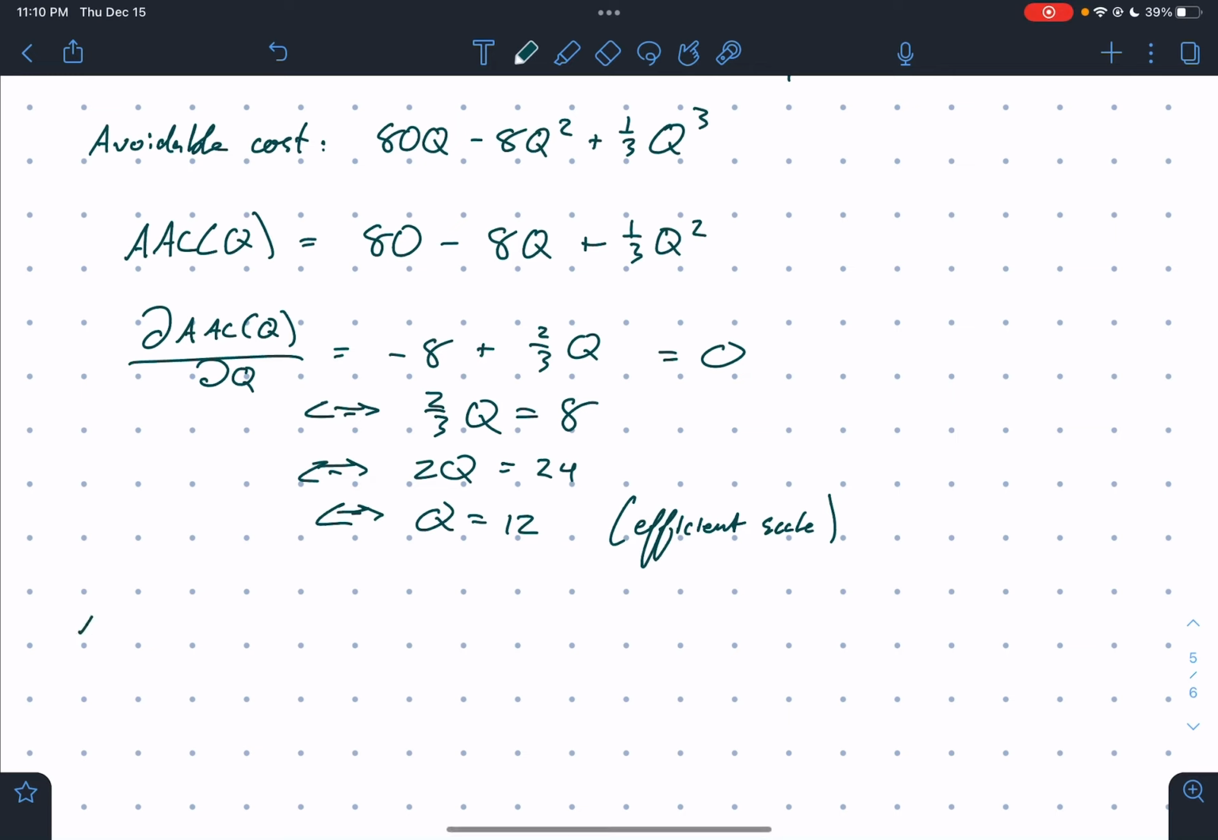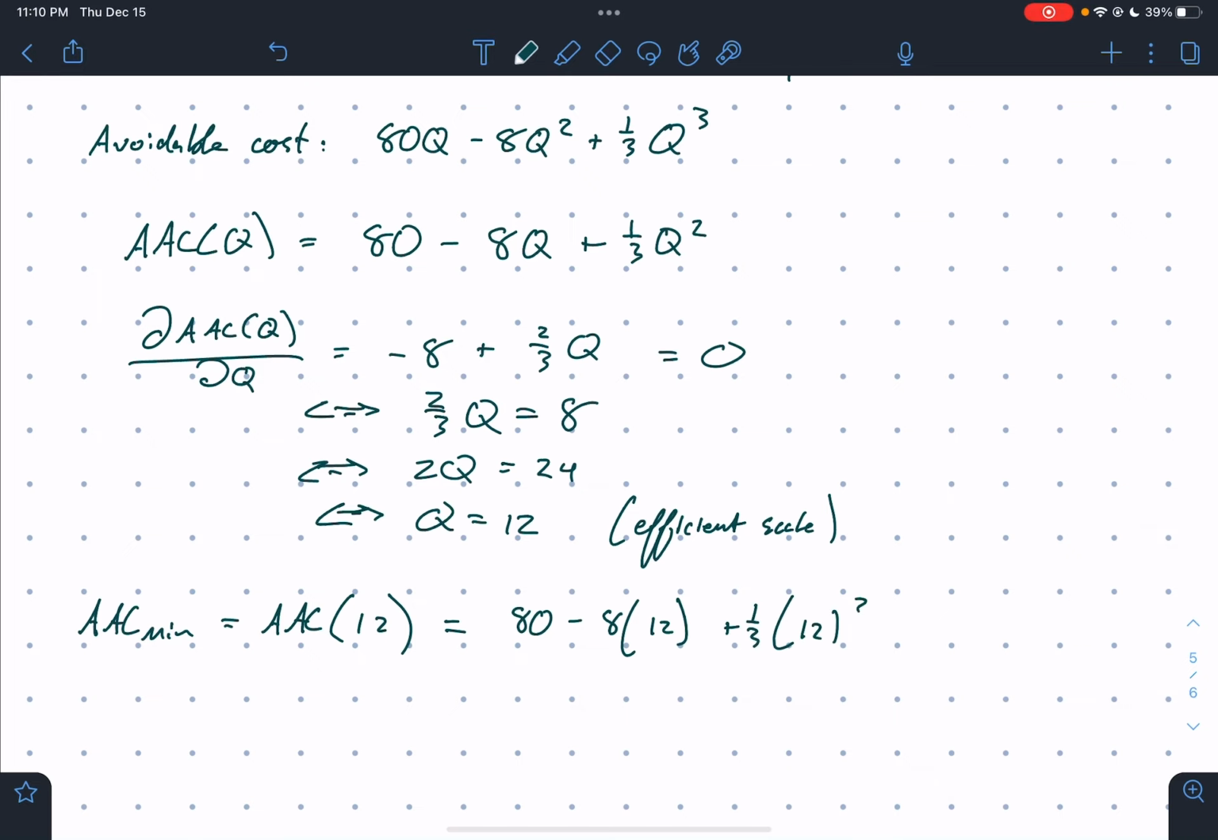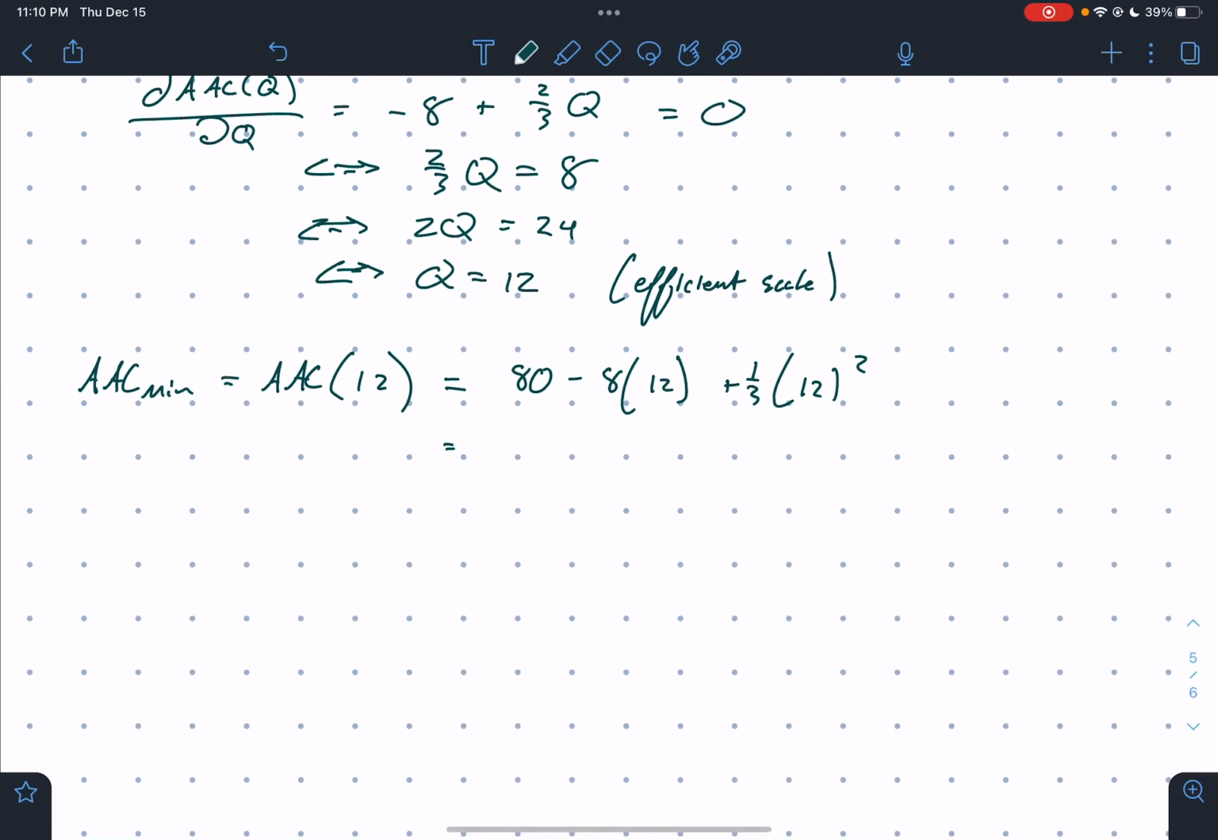Okay, so now AAC min is just the AAC evaluated at the efficient scale. So I'm going to plug 12 in, and I would get 80 minus 8 times 12 plus 1/3 12 squared. Okay, so just doing a bit of mental math here. This is 80 minus 80 times 10 plus 8 times 2, so that's going to be 96 plus 1/3 times 144.